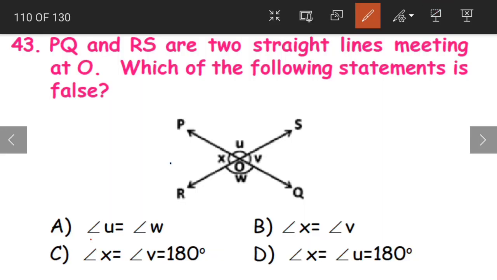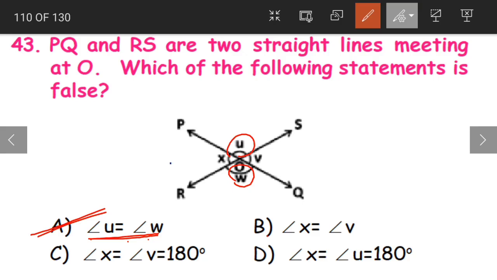Now here angle U is equal to angle W. Angle U and angle W are opposite angles. Yes or no? So just now as we have learned, in intersecting lines the opposite angles are always equal. So statement A is true.